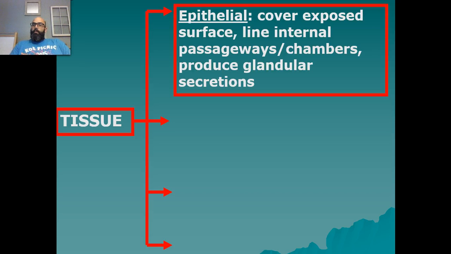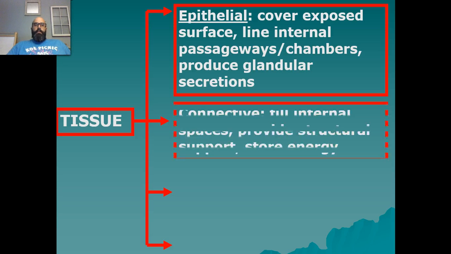So they line internal passageways and chambers. So you've got to think epithelial tissue lines the inside of your intestine. They line the outside of your intestine. So anywhere where there's an exposed surface or environment, you're going to typically find epithelial tissue. They also provide glandular secretions. These can be endocrine glands, they can be sweat glands. All of those things are going to fall into the epithelial tissue category. So anytime we talk about glands, instantly think that they're comprised of epithelial tissue.